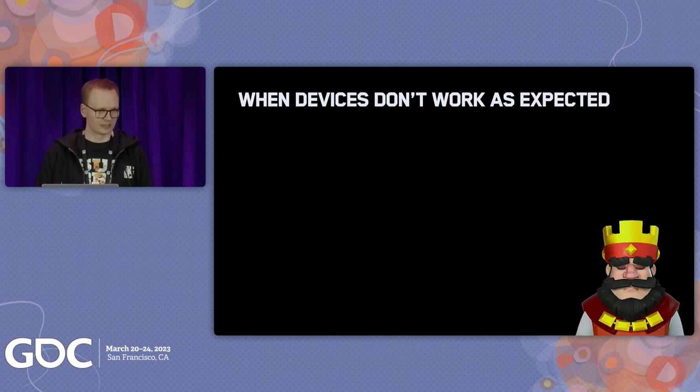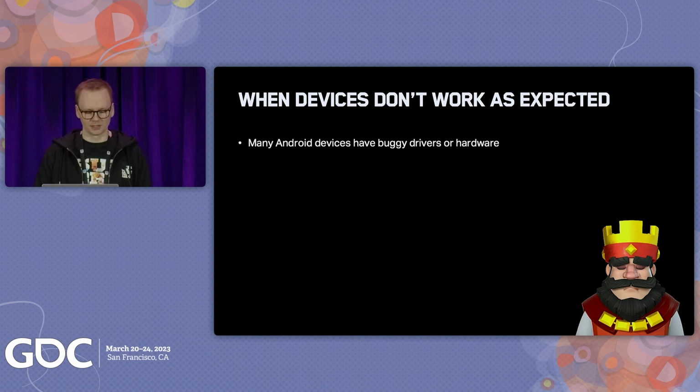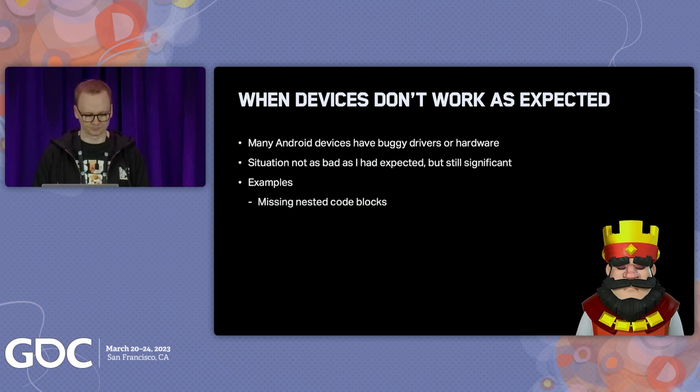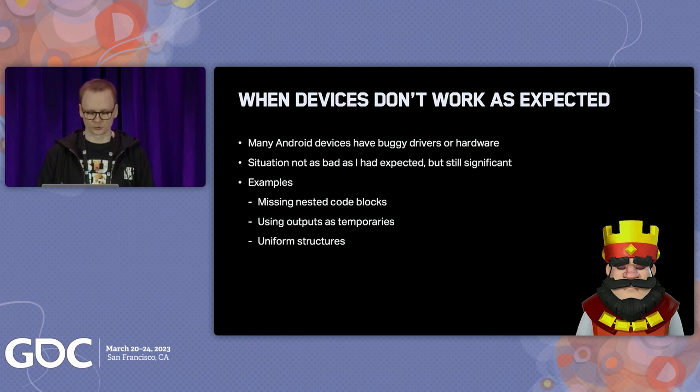Of course, sometimes devices don't work as expected. Many Android devices, especially, ship with buggy drivers or hardware. The situation isn't as bad as we had expected it to be, but it is still significant. So I have a couple of examples here for the inquisitive mind of situations that we ran into during this project. First of all, there's the case of missing code blocks, nested code blocks. Then we have using outputs as temporaries. And finally, broken uniform structures.